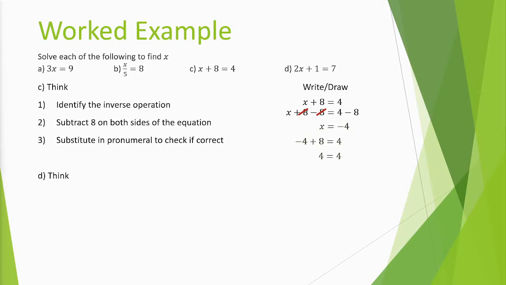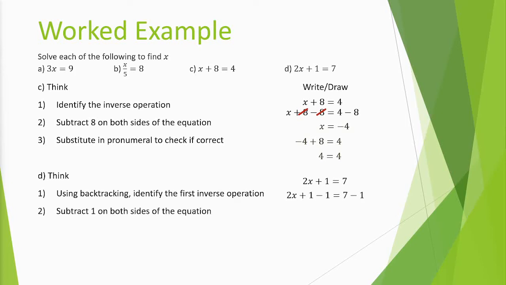So question D. This one is a little bit harder because there are 2 steps to this. So again, I'll write down my equation, and I need to work out the first operation that I'm going to be removing. And the way I do this is I'm going to use my order of operations, and I know that that plus 1 is the last thing that's going to happen to my equation there. So that's going to be the first one that I need to remove. And the opposite of plus 1 is minus 1. So I'll minus 1 on both sides.